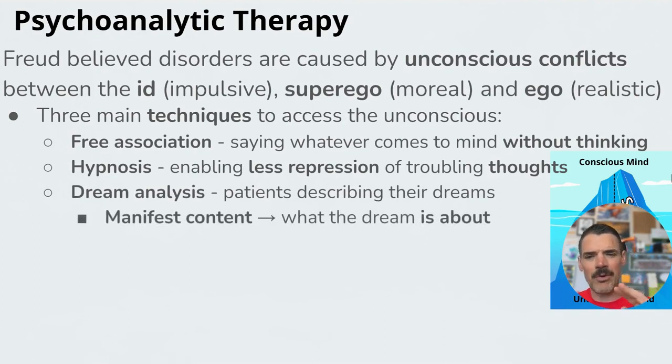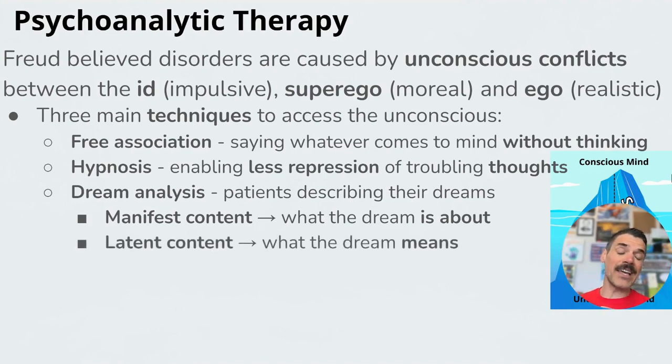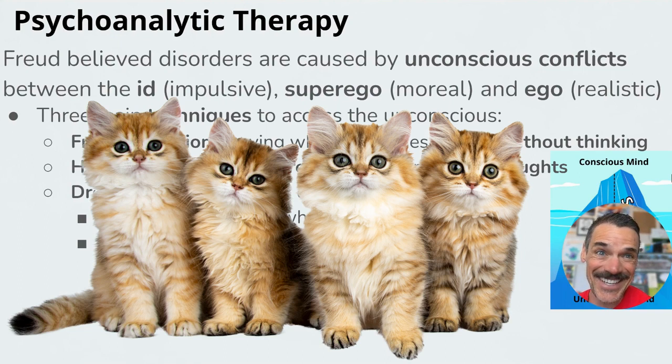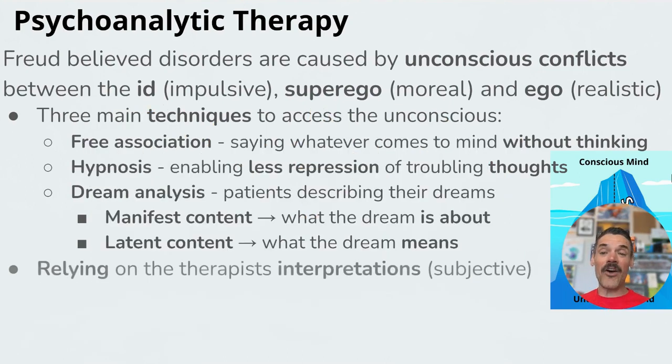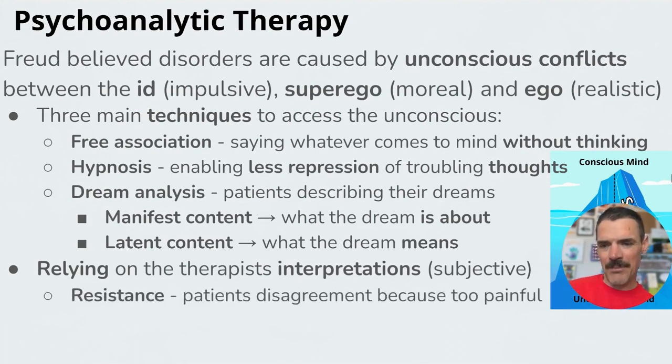Two things to remember with dreams. Manifest content refers to like the actual idea of the dream, what the dream was about. Whereas latent content is the meaning behind those. So if I had a dream about cats, the meaning might be that I'm obsessed with cats. I'm a little obsessed with cats. I love cats. They're the best. Now, the hard thing with this is it totally relies on the therapists and their interpretations. So it's very subjective. There's not a lot of science-based evidence for this type of therapy.